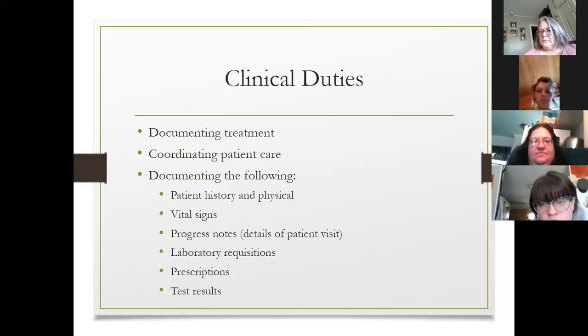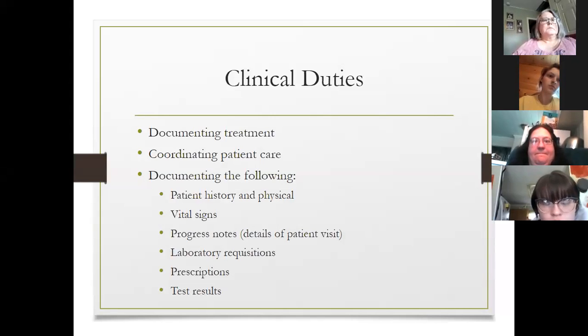Clinical duties are documenting treatment, coordinating patient care, documenting the following: patient history and physical, vital signs, progress note, laboratory requisitions, prescription, and test results. I have not ever had to do this as an administrative medical assistant, but sometimes our curriculum crosses with a regular medical assistant, you know, the one Miss Marcia teaches. And so most of these would be their clinical duties. We would be more the administrative part and not necessarily this.